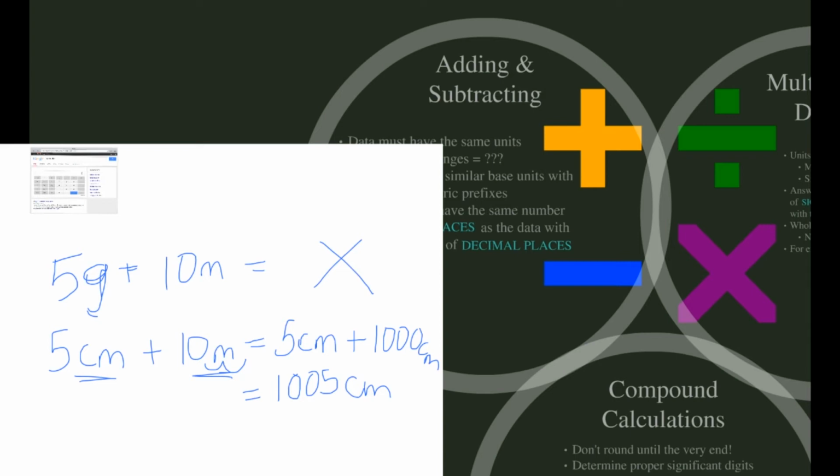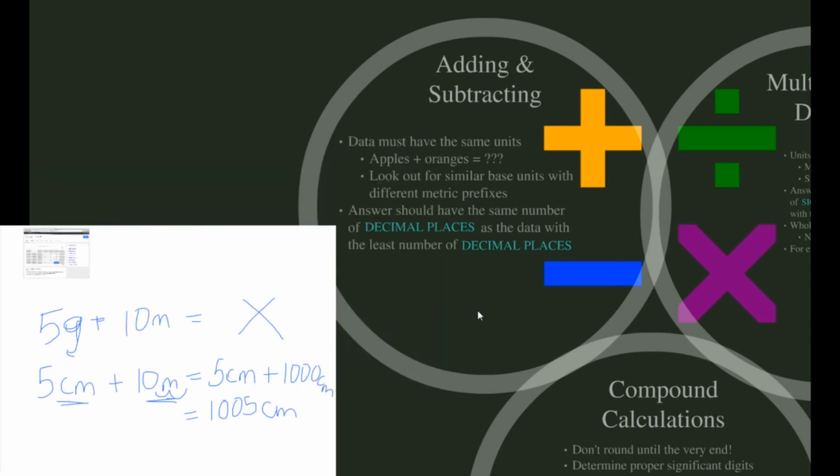So watch out for those prefixes. Just because they aren't exactly the same doesn't mean you can't add them, but you do need to make them the same before you do that addition. Okay, now the other thing we want to look out for is when we are adding and subtracting. How do we know how precise to make our final answer? Okay, that's our question. How precise should our final answer be?